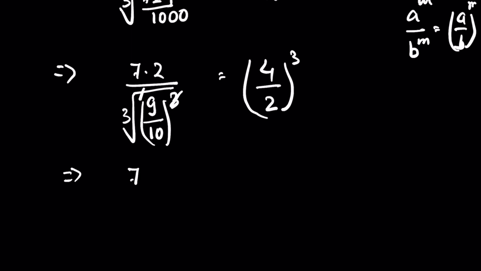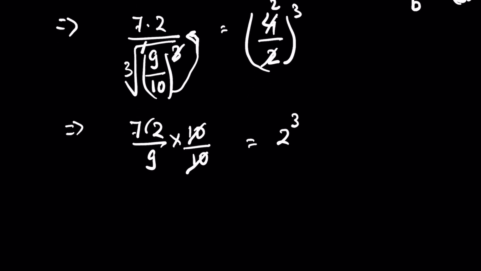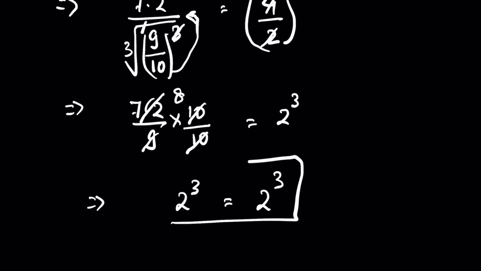So this is now 7.2 upon 9. This 10 will go to the numerator. So 10 multiplied. Now you can remove this decimal. So upon 10, this 10 and this 10 get cancelled. And 2 times 2 is 4. This is 2 raised to the power 3. 9 times 8 is 72. So 8 is 2 raised to the power 3. This side also 2 raised to the power 3. Hence LHS is equal to RHS. Our answer is verified.